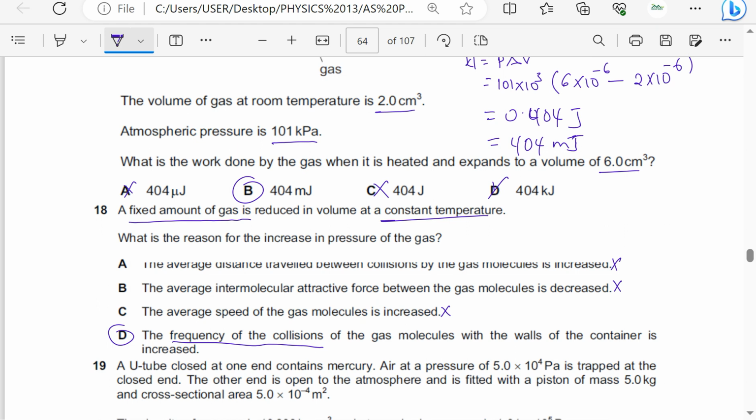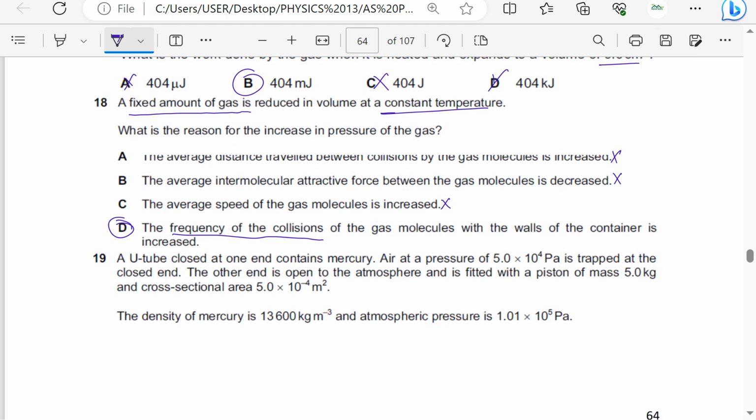Not the speed, but the frequency. They collide more often, because there is now a smaller distance to be moved, they will collide with the walls of the container many times, more often. So the answer is going to be D. And the more the collisions, the higher the pressure.